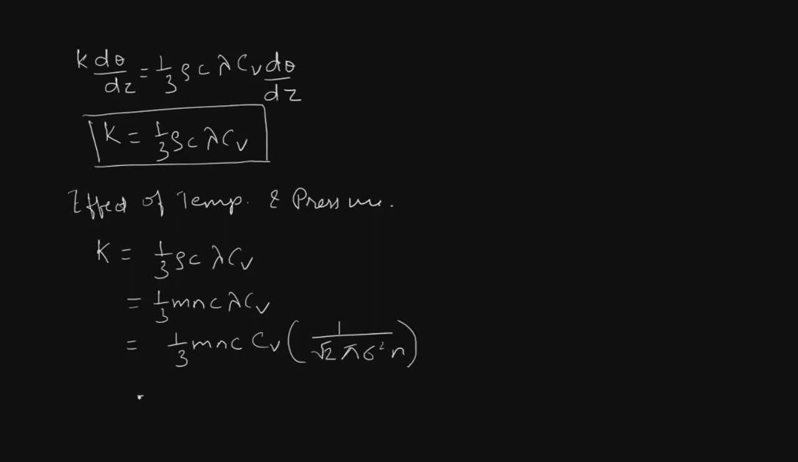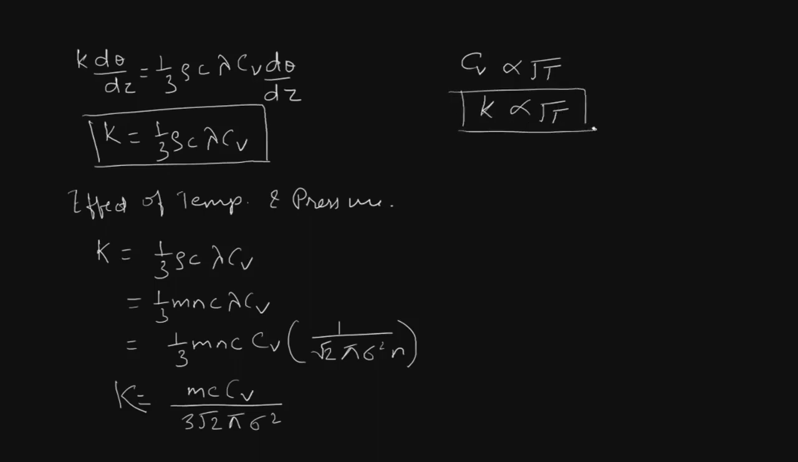When you cancel n here, we get m into C into Cv divided by 3 root 2 pi sigma square. So we get the expression for K in terms of these values, m into C into Cv divided by 3 root 2 pi into sigma square. We know that this Cv is directly proportional to the square root of temperature, and therefore K is directly proportional to the square root of temperature. So in this way we find that with the increase of temperature the thermal conductivity also increases.